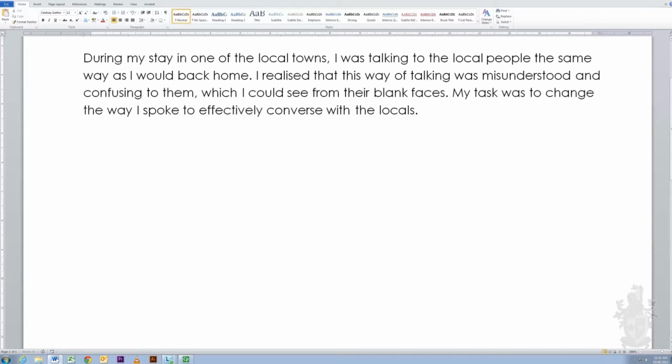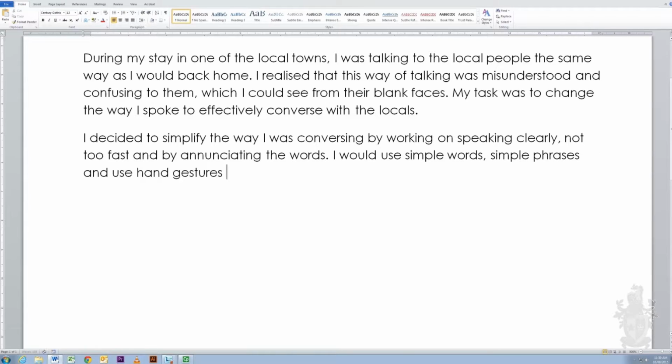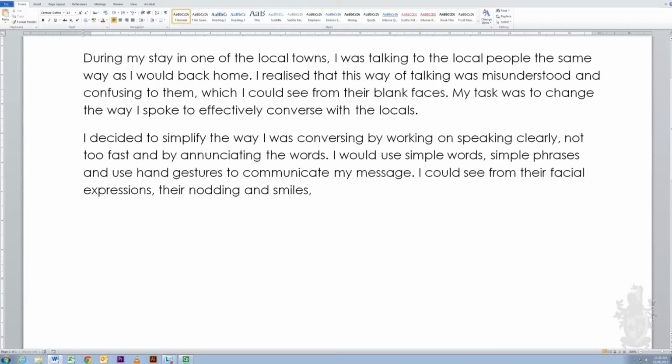So for example, I decided to simplify the way I was conversing by working on speaking clearly, not too fast, and by enunciating the words. I would use simple words, simple phrases, and use hand gestures to communicate my message. I could see from their facial expressions, their nodding and smiles, that they understood me.